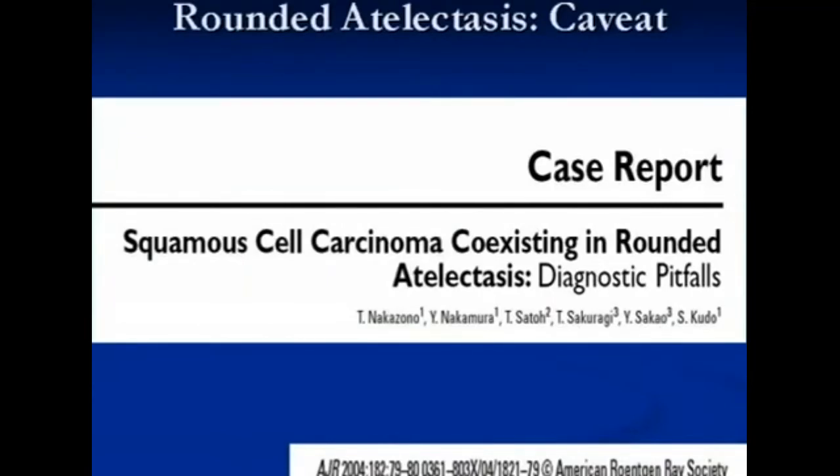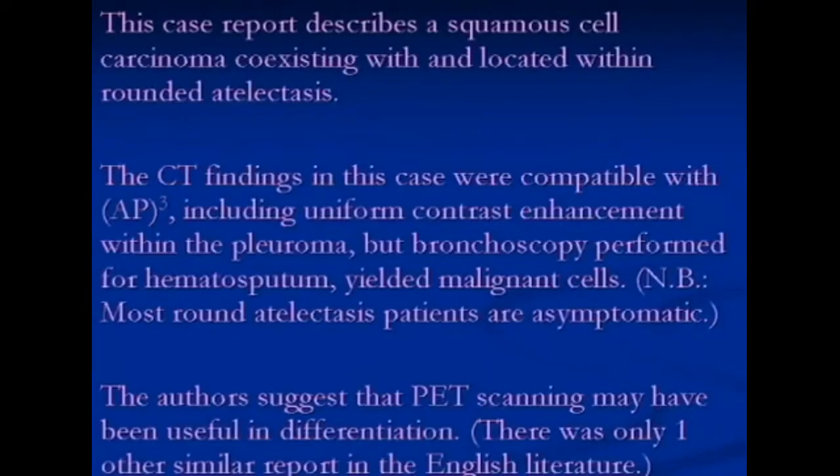Because they reported last year a case of squamous carcinoma in a very classic round atelectasis. And what they said was the case was really classic because there was uniform contrast enhancement. But they did a bronch for hemoptysis, and that's the key. The patient was not asymptomatic. And so they went ahead and did a bronch. They found malignant cells, and it was a lung cancer. They suggested PET might have proved it, because round atelectasis should have been cold. It would have been hot. In theory, that would work. Most cases, you don't need it.